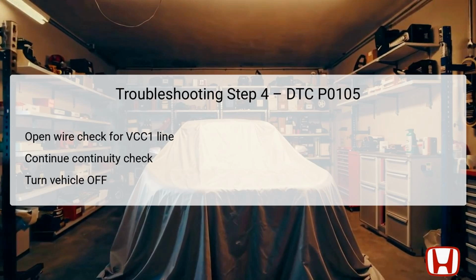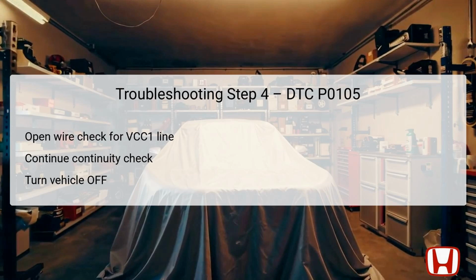The fourth step focuses on ensuring that there are no open circuits in the VCC1 line, which could prevent the MAP sensor from functioning correctly. As before, make sure the vehicle is in the off-lock mode. You'll be measuring continuity again, this time between the MAP sensor's terminal number 3 and terminal number 70 of the PCM connector E, 80P. This test will confirm whether the VCC1 wire is intact.